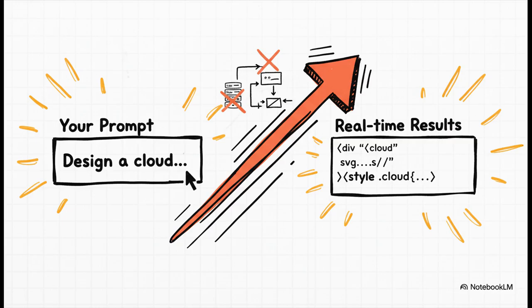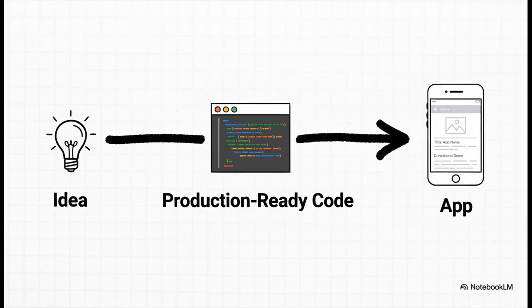You can type in a simple command, a prompt, and you see the results. The actual code pops up in real time. There's no complicated server setup, no messing around with dependencies. It's just you and the AI creating, right there. And from that simple drag and drop, you get production-ready code.